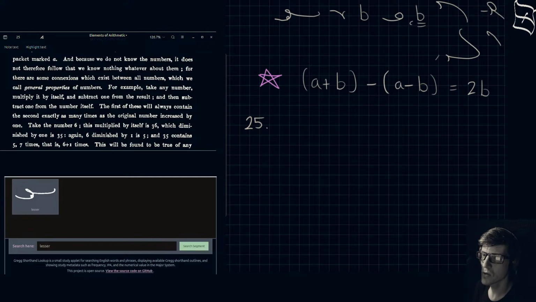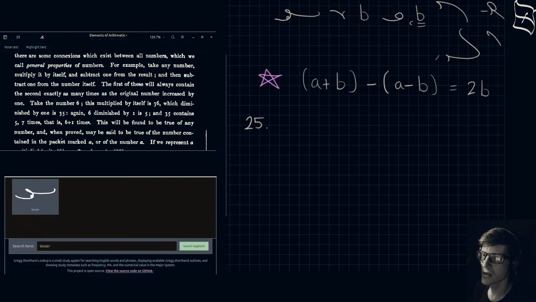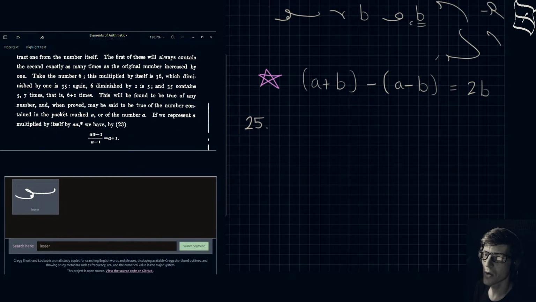The first of these will always contain the second exactly as many times as the original number increased by 1. Take the number 6. This multiplied by itself is 36, which diminished by 1 is 35. Again, 6 diminished by 1 is 5, and 35 contains 5 7 times, that is 6 plus 1 times. This will be found to be true of any number, and when proved, may be said to be true of the number contained in the packet marked A, or of the number A.